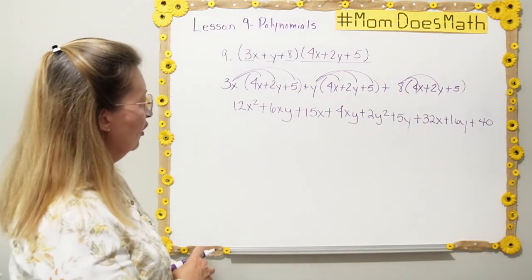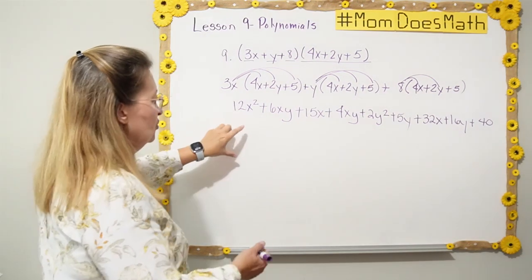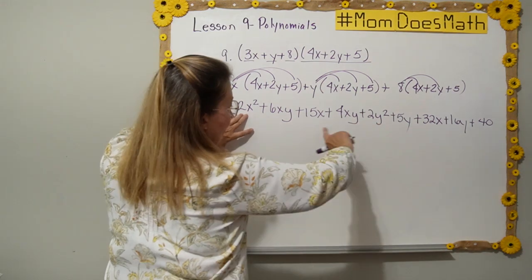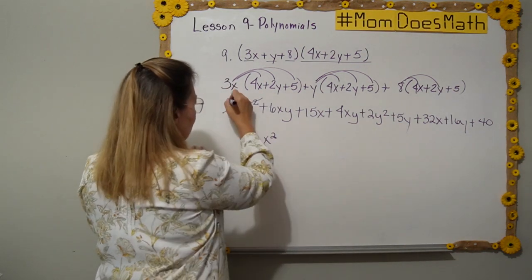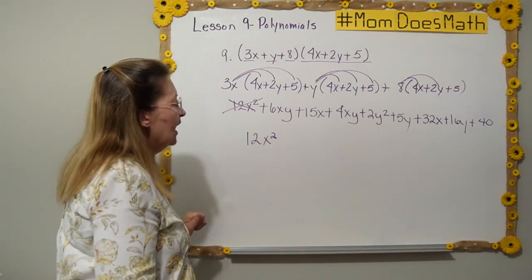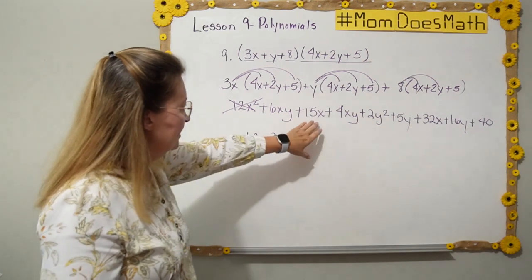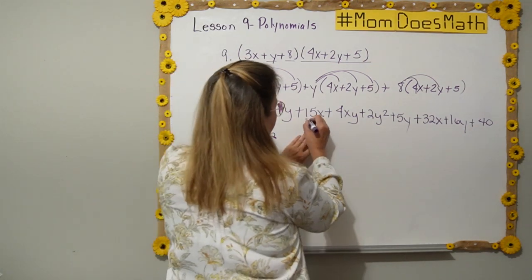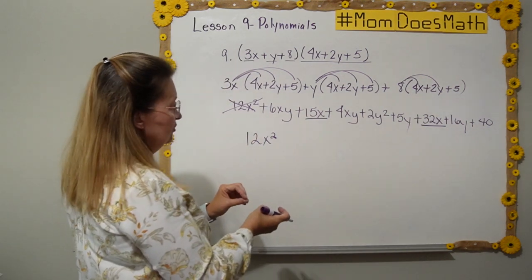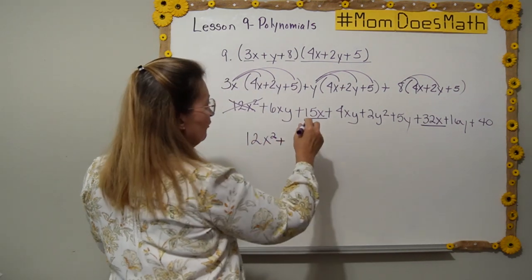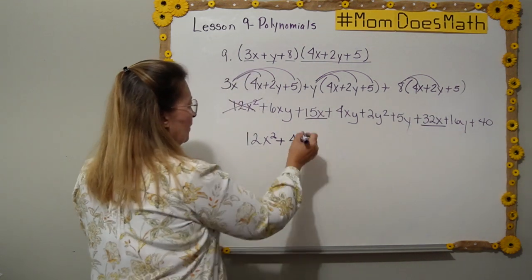All right, you start with your highest exponent first letter. So that's going to be x squared. There are no more x squared. So 12x squared is my first term. I can cross it out and I'm done with it. Now I want to find things that just have an x. Well, I see a 15x and I see a 32x. So I can combine those two and they're going to be positive. 15 plus 32 is 47x. So I got rid of those two.